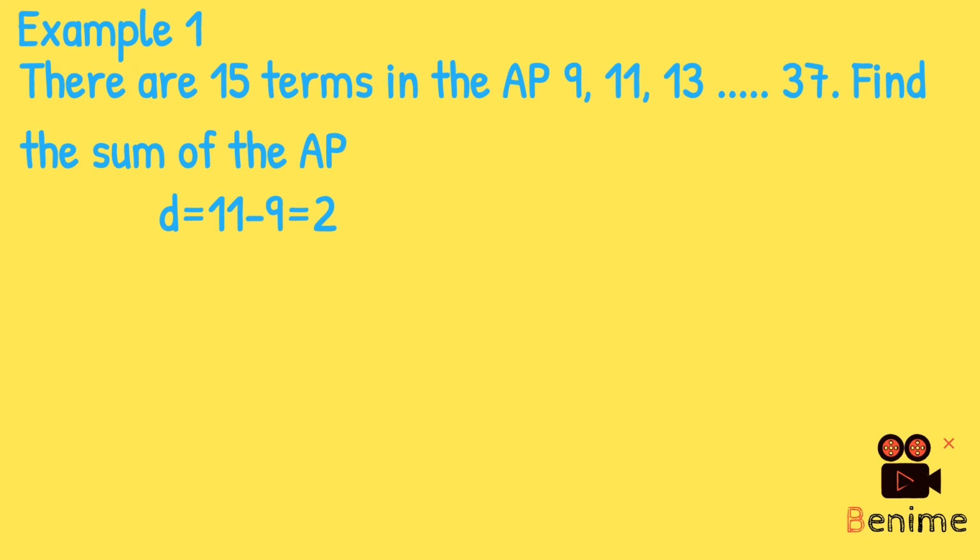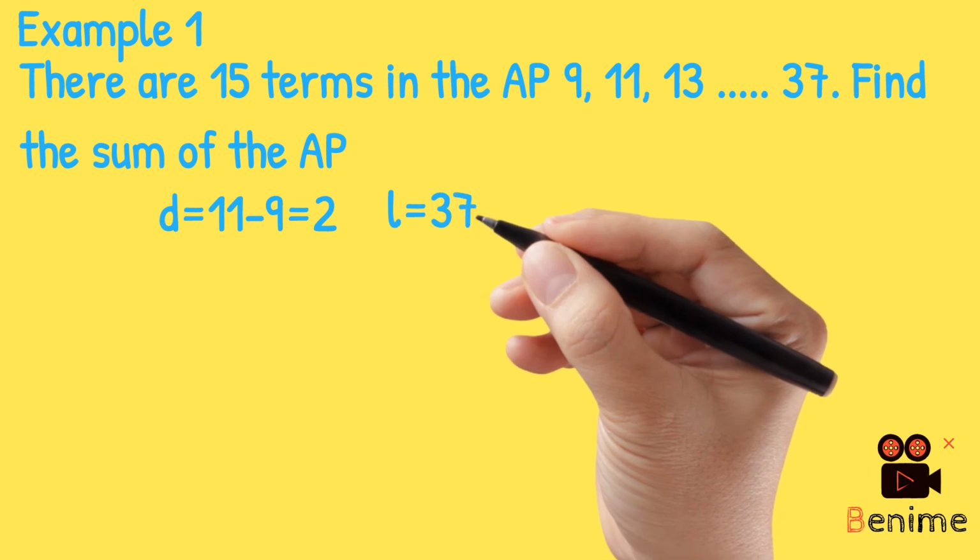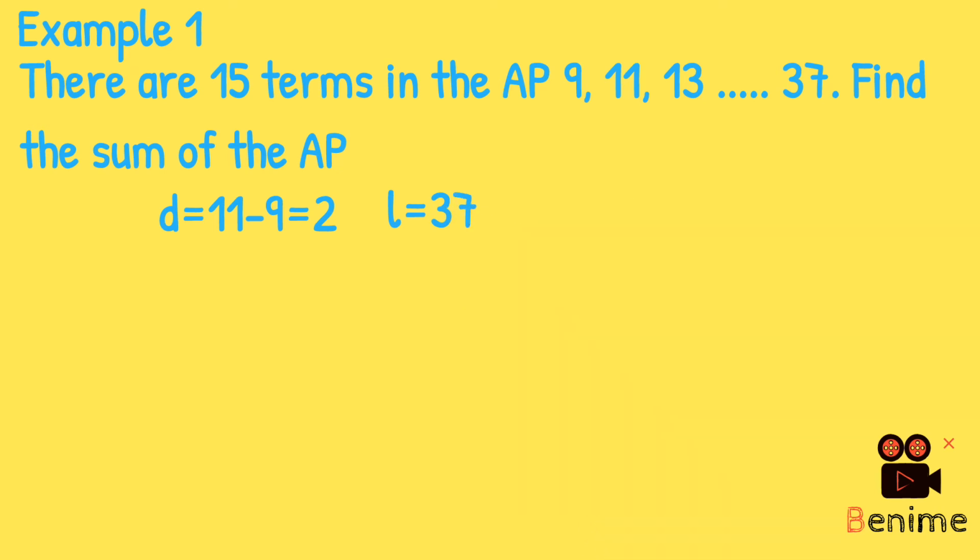Why? Because we have our last term. We have to find the sum of an AP. There are two formulas for the sum of an AP. One formula requires the last term, another formula requires the common difference. Now, since they gave us the last term, 37, and after 37 they did not say and so on, they stop at 37, so 37 is the last term.